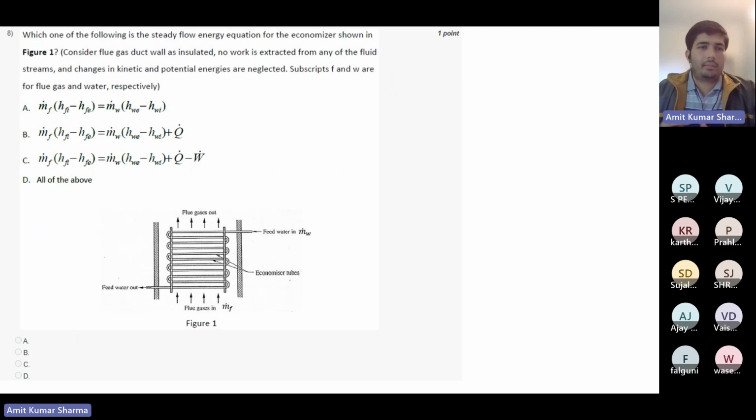Question number 8. Which one of the following is the steady flow energy equation for the economizer shown in figure 1? Okay, you have to find out the steady flow energy equation. Consider the flue gas duct wall is insulated. No work is extracted from any of the fluid streams, and changes in kinetic and potential energies are neglected. Subscripts F and W are for flue gas and water respectively.